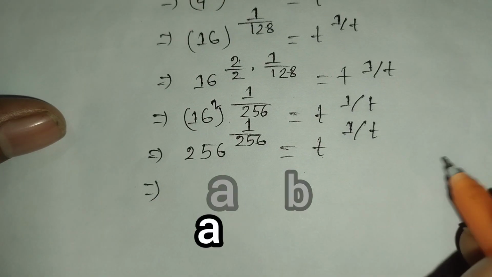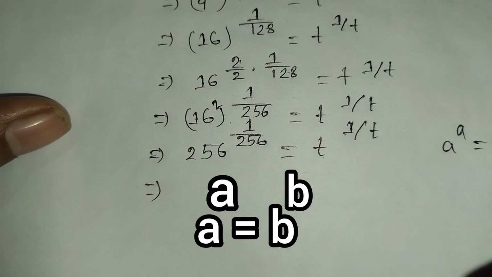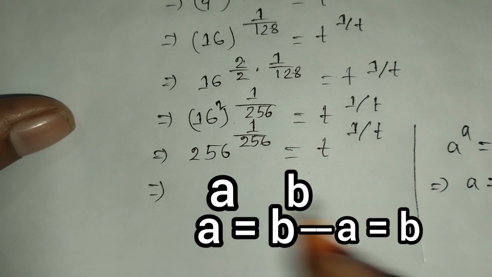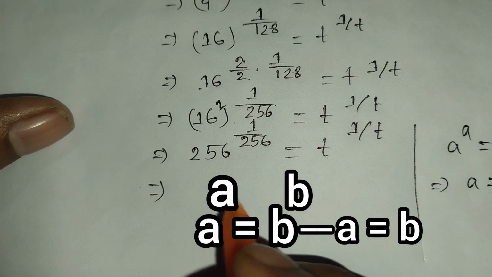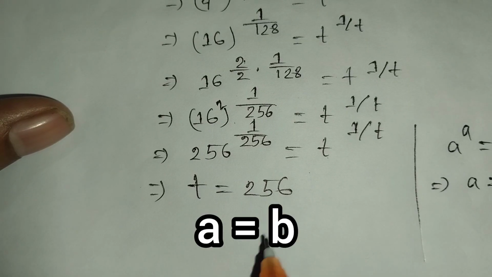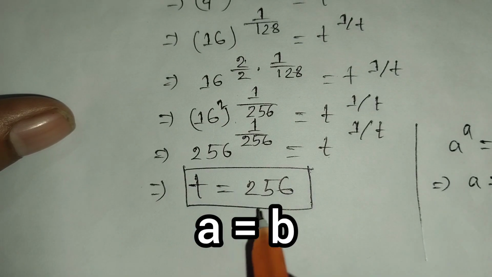So we know that a to the power a equals b to the power b means a equals b. So for this formula we can apply here: t equals 256. That means the value of t is 256.